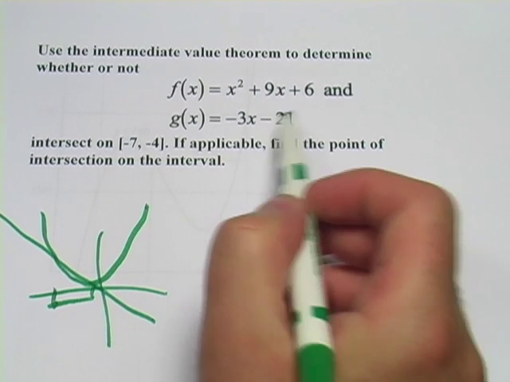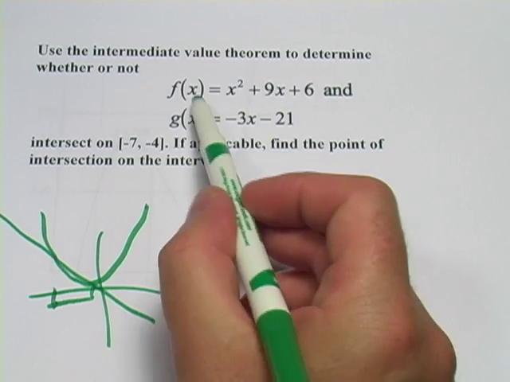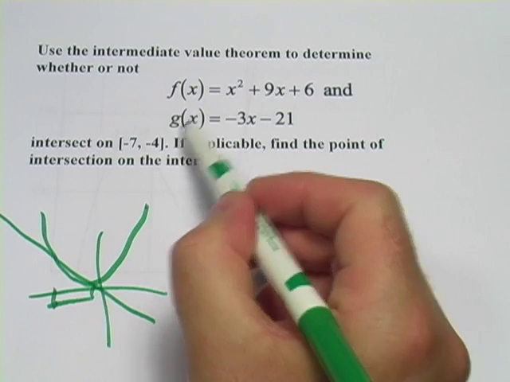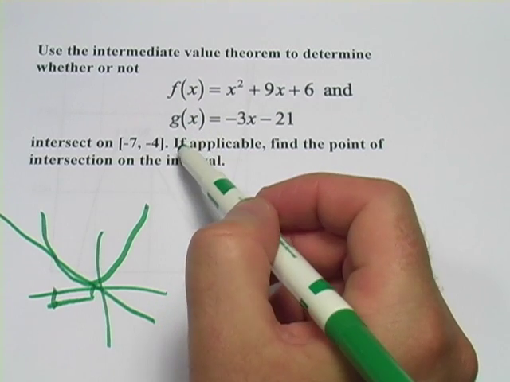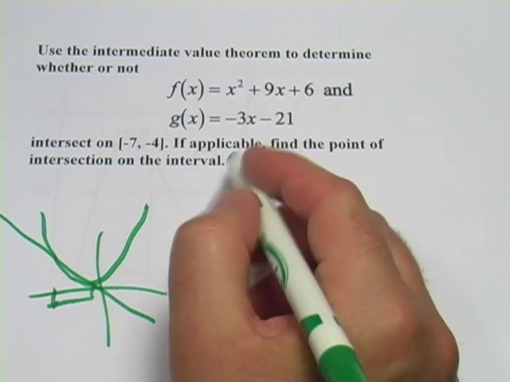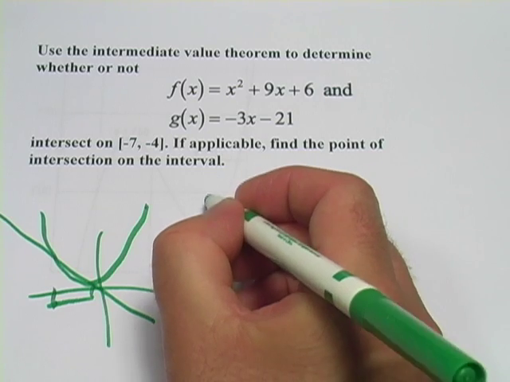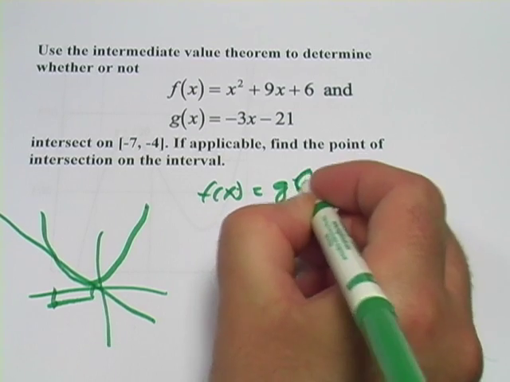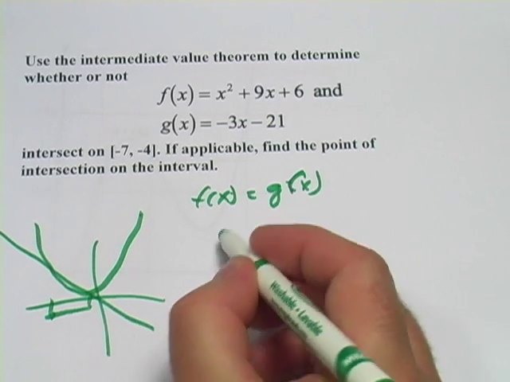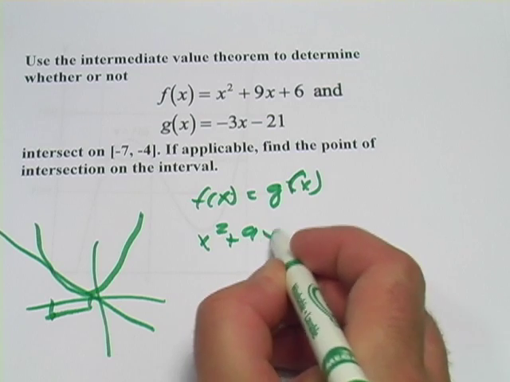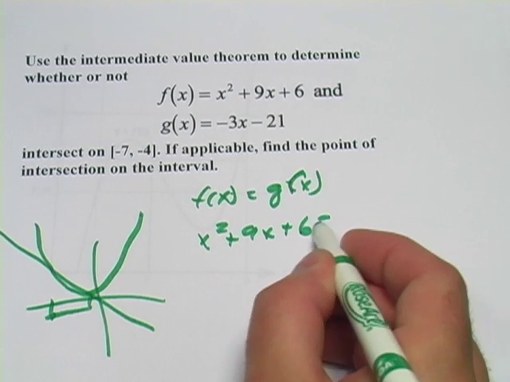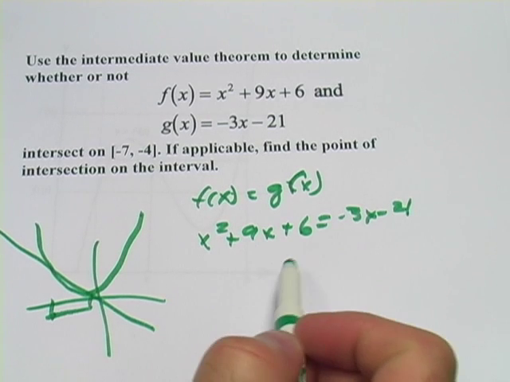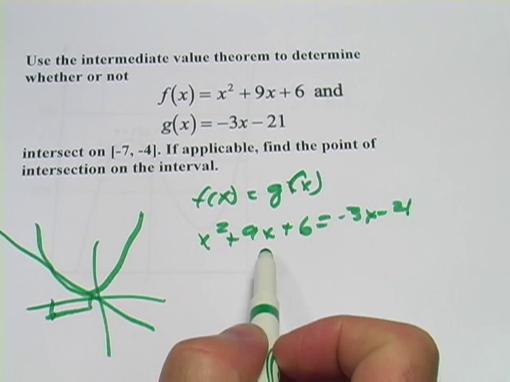The thing you need to realize here is that where these functions intersect, both the x and the y values, or the f of x and g of x values, are going to be the same. So you could set these functions equal to each other. So f of x equals g of x. Or we could write it like this, x squared plus 9x plus 6 equals -3x minus 21. And you could actually solve this and find the intercept point.